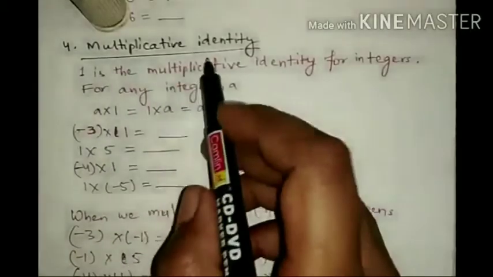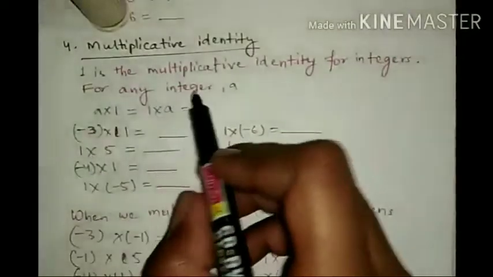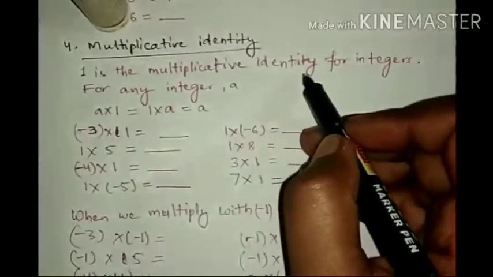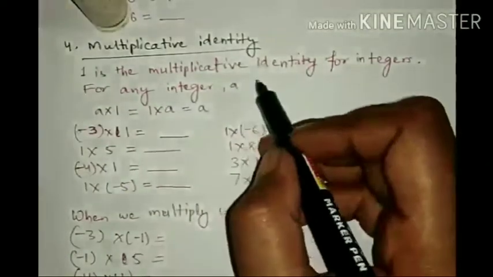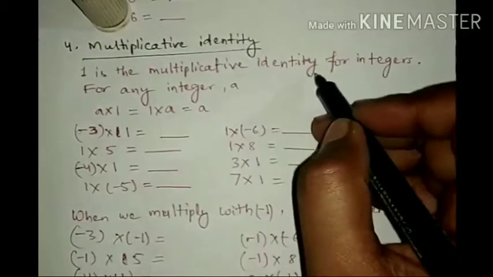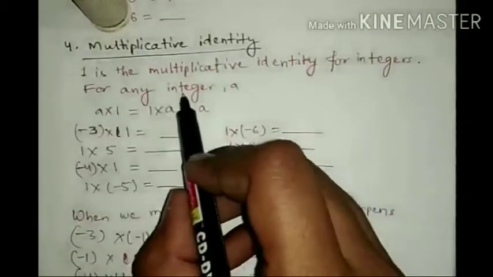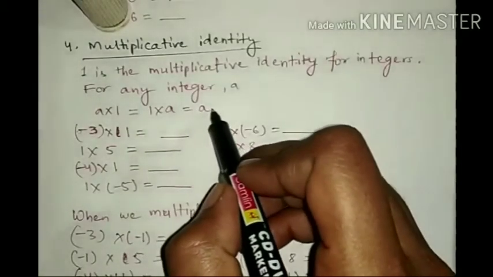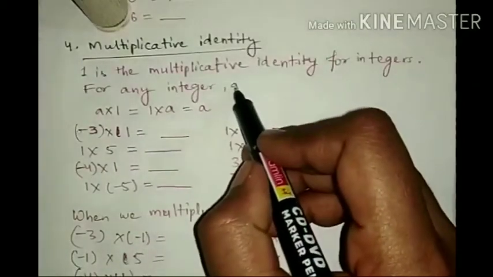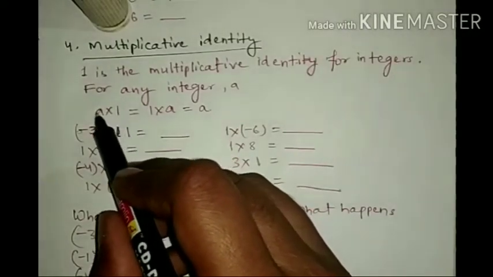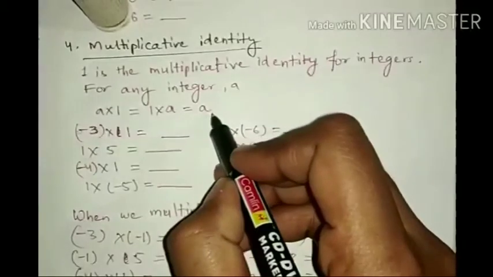Number 4, multiplicative identity. 1 is the multiplicative identity for integers. So what is the multiplicative identity? Whenever we multiply any number by 1, we get the same number. For any integer a, a into 1 equal to 1 into a equal to a. So if a is an integer, when we multiply 1 with a, we get the same integer.